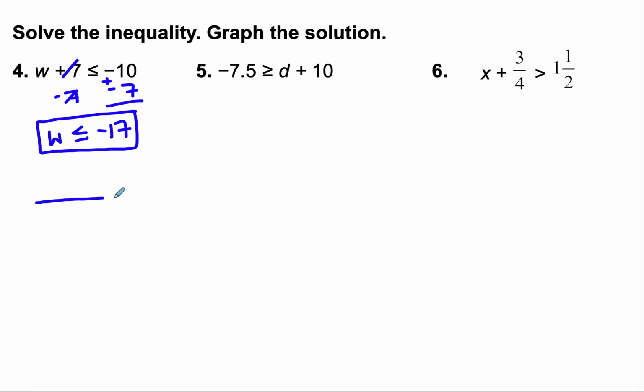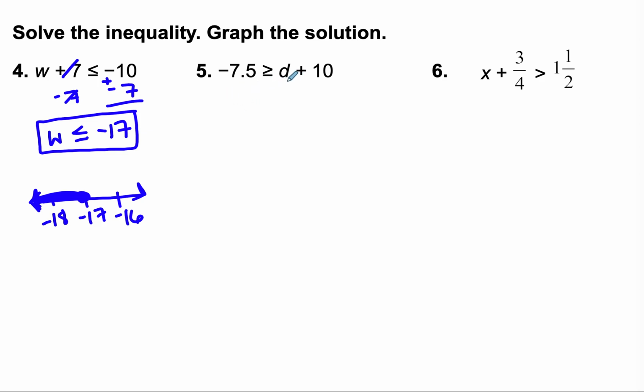And then I need to make my number line. Negative 18, negative 17, negative 16. Remember, negative numbers on a number line go the opposite way that a positive number would. Positives would be 16, 17, 18. With the negatives it is 18, 17, 16. Closed circle, can equal negative 17. Shaded to the left. If I put in negative 18, that's true. Negative 18 is less than or equal to negative 17.